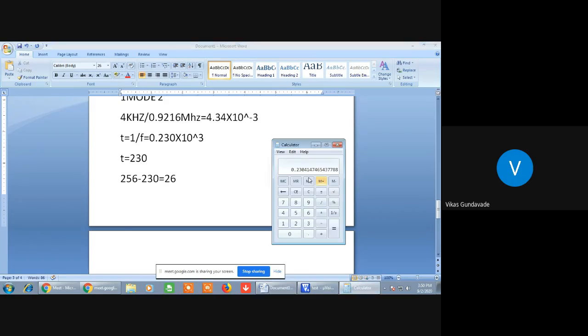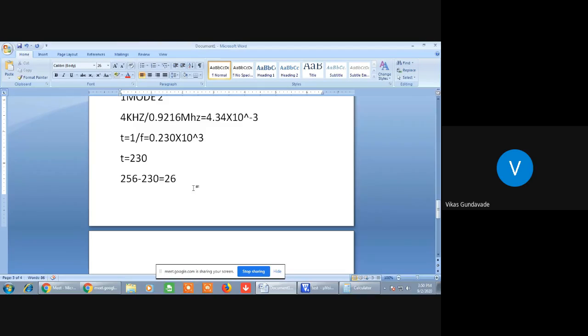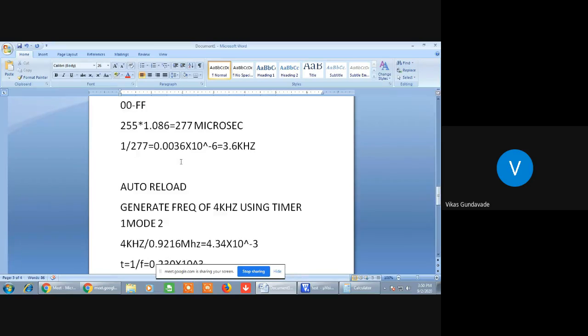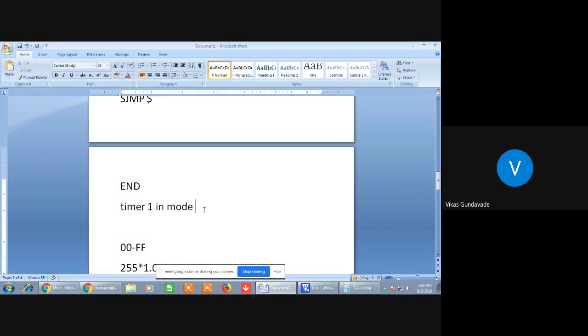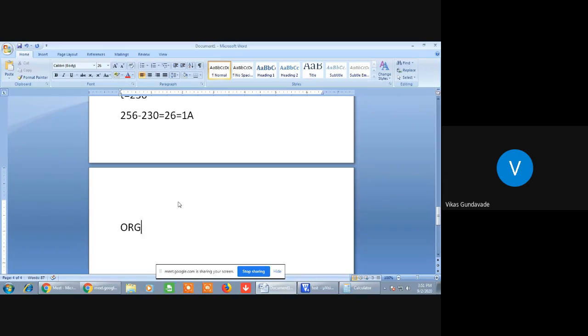And when we convert that value 26 into hex, it will be 1A. So the count will be in TL. Okay. So here in this program, if you are taking timer 1 in mode 2, that is auto reload, then simply just like the previous program, here we need to set the TMOD register and TL0 now here.